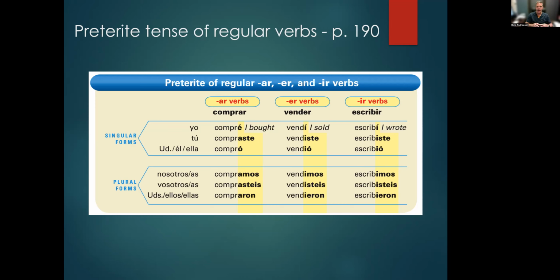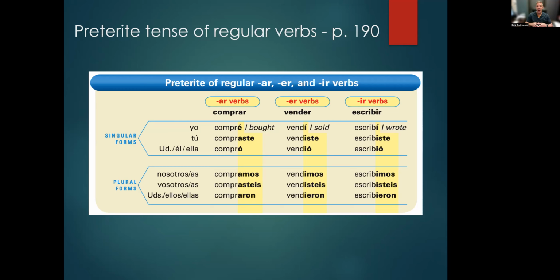Take out the IR, you have escrib as the root, and we're going to add our ending. So clases repitan. Yo escribí. Tú escribiste. Usted, él, ella escribió. Nosotros, nosotras escribimos. Vosotros, vosotras escribisteis. Ustedes, ellos, ellas escribieron.